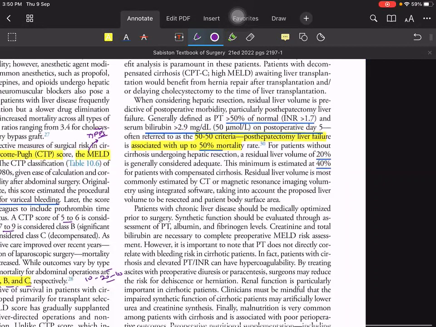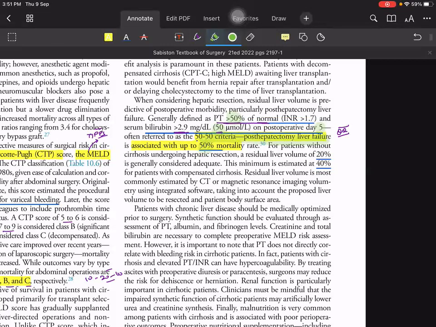Next comes another term called the 50-50 criteria for post-hepatectomy liver failure. What is the 50-50 criteria? They will ask. It is generally defined as PT INR greater than 50% of normal, that means INR more than 1.7, and serum bilirubin more than 2.9 milligram per deciliter, that is 50 micromole. The first 50 is PT and the second 50 is bilirubin, on post-operative day 5. It is referred to as the 50-50 criteria for post-hepatectomy liver failure and is associated with 50% mortality.